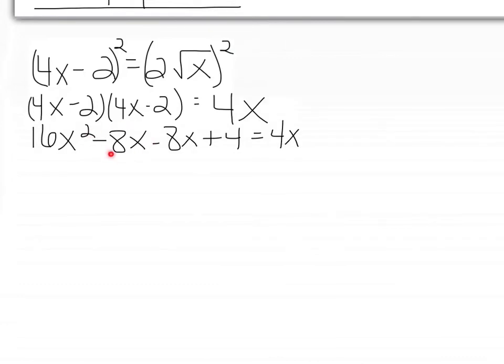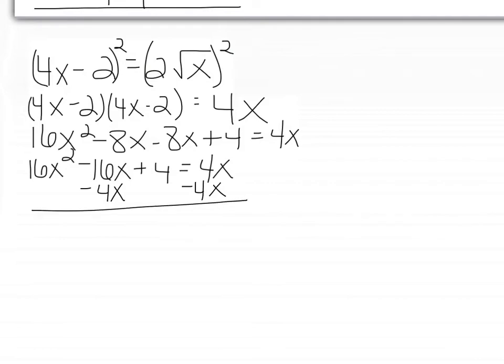If I notice negative 8x and negative 8x are like terms, I can go ahead and combine them, giving me negative 16x plus 4 equals 4x. This squared is a dead giveaway that I'm going to have to factor at some point, so I need to go ahead and subtract 4x from both sides so that my equation is set equal to 0. So that gives me 16x squared minus 20x plus 4 equals 0.